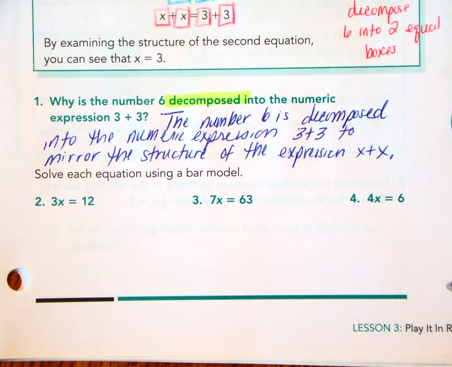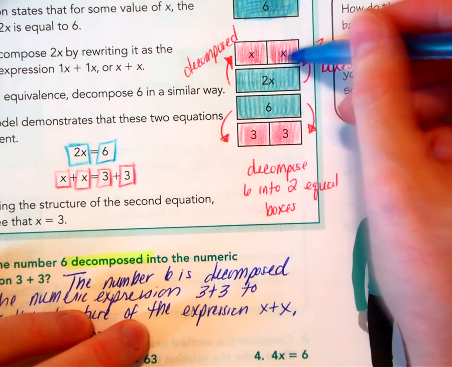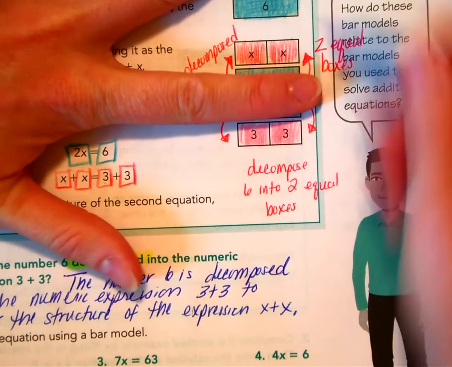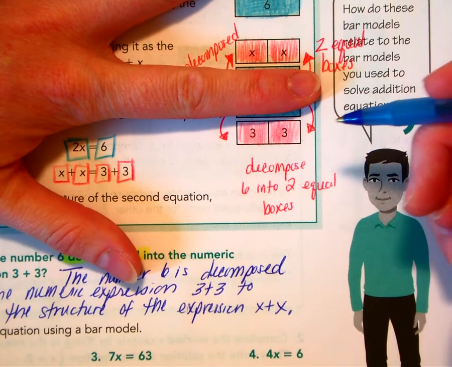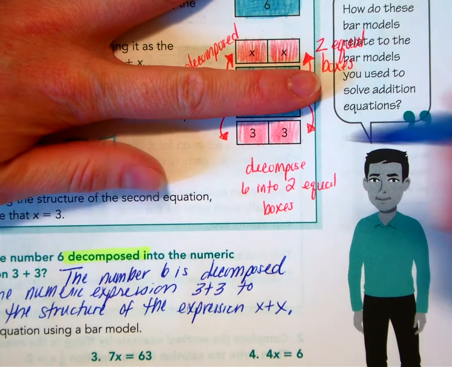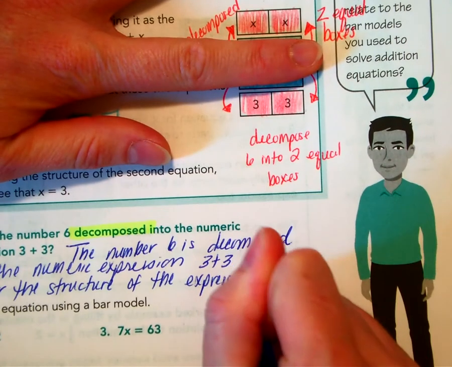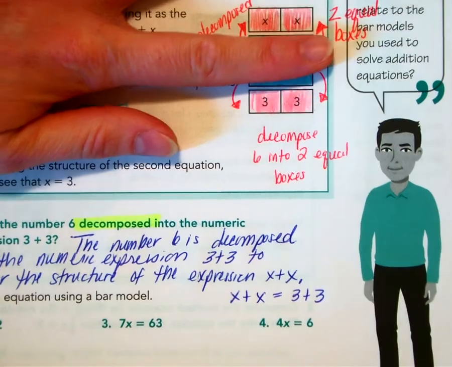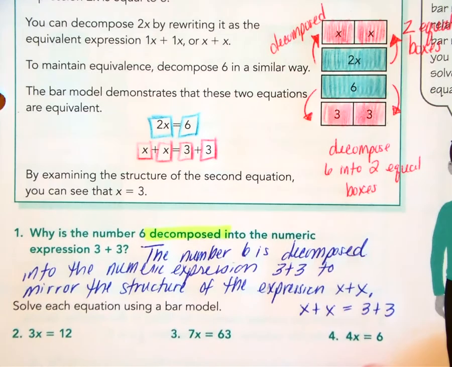What are they saying? They are saying they wanted this to look like this. They wanted the red to look like the red, like the same boxes cut up in the same way. They want it to be a match. They want x plus x to look like 3 plus 3. That's what they're looking for there. All right, you're doing excellent. Keep going.